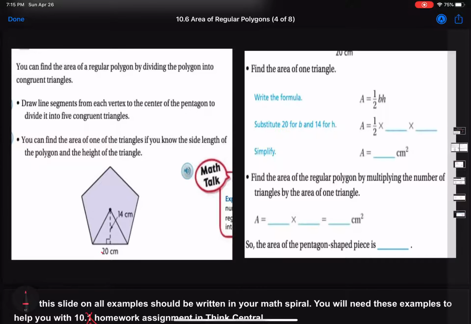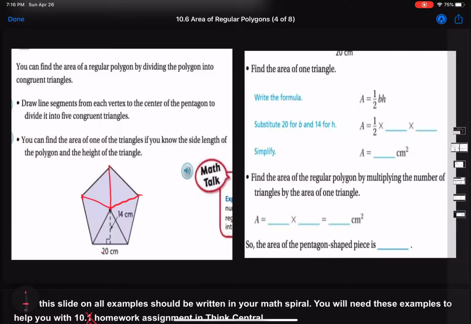So here is what's on the soccer ball, a pentagon. It's 5 sides. What it wants you to do is draw line segments from each vertex to the center. The vertex, these are the corners here. They started it for you. They already did 2, so we're going to do the other 3 here.